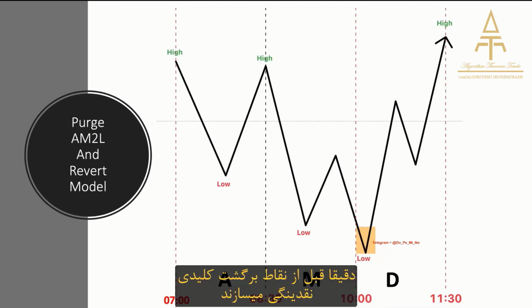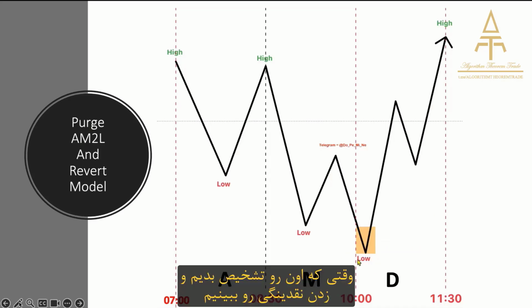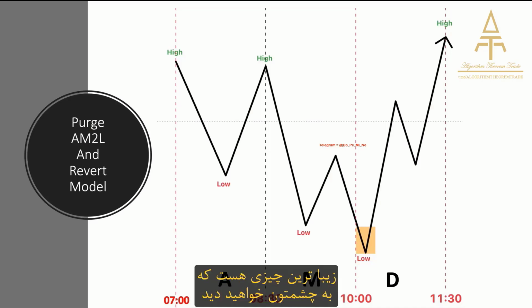They engineer liquidity right before key market reversal points. When we see that occur and we see that Persian liquidity, it's the sweetest thing you can see.